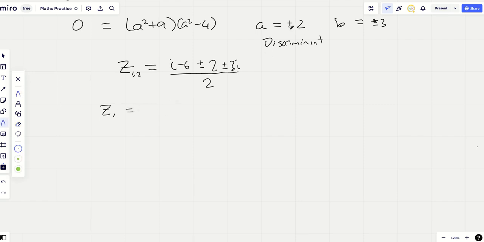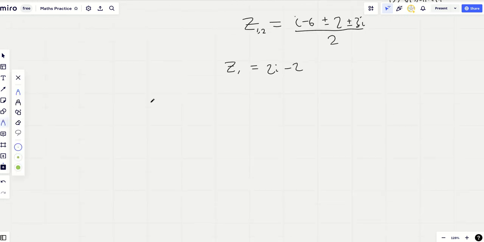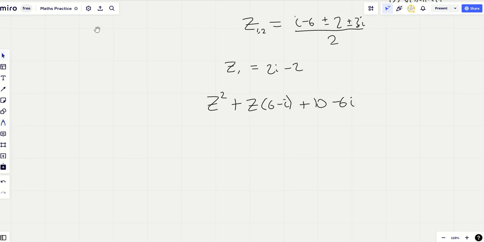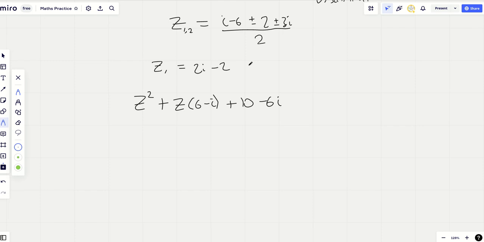So I'm plugging in now my positive 2 with b as positive 3, and I'm going to get i plus 3i is 4i divided by 2 is 2i, minus 6 plus 2 is minus 4 divided by 2 is minus 2. So that's supposed to be a root. Well, if we go back to our original equation, which is z squared plus z times 6 minus i plus 10 minus 6i, I think. Memory is failing me. Okay, if we plug this into it, let's test z1. Let's see if it does equal 0, because this is supposed to equal 0.